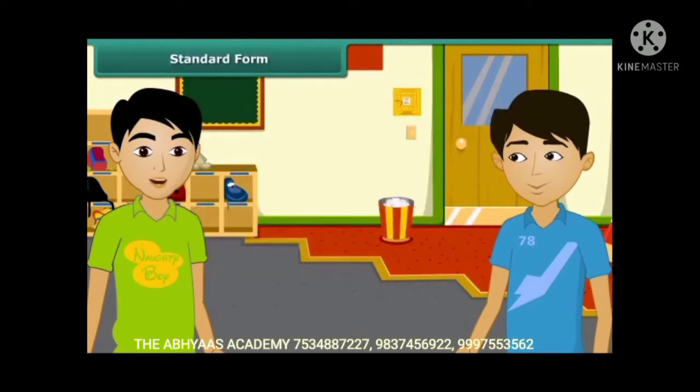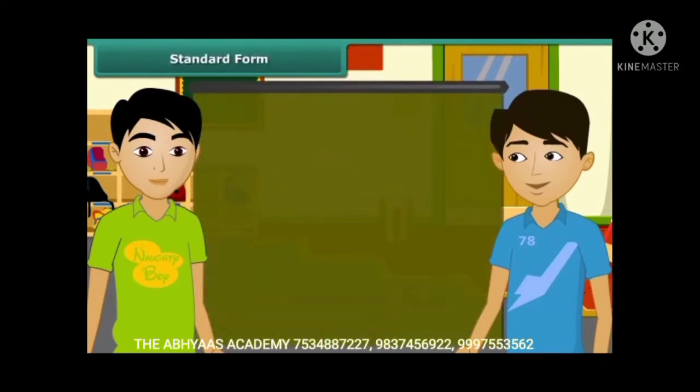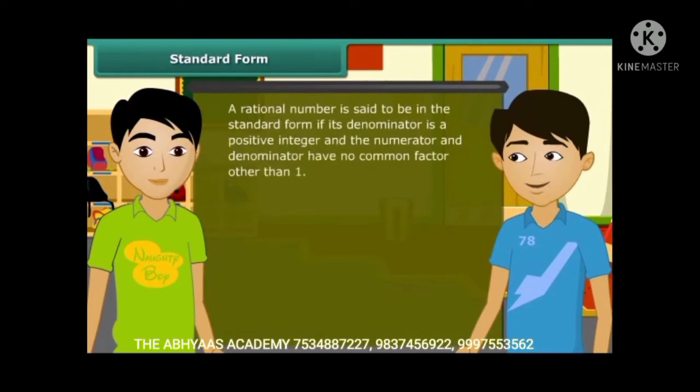Now read this statement. A rational number is said to be in the standard form if its denominator is a positive integer and the numerator and denominator have no common factor other than 1. That is, these all rational numbers are in the standard form. Yes, because their numerator and denominator have no common factor other than 1.